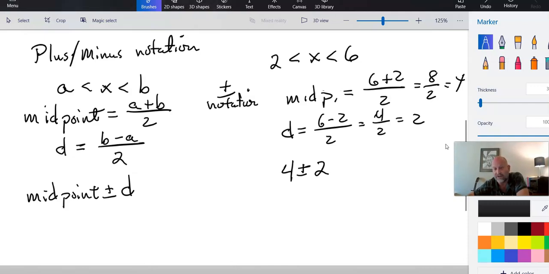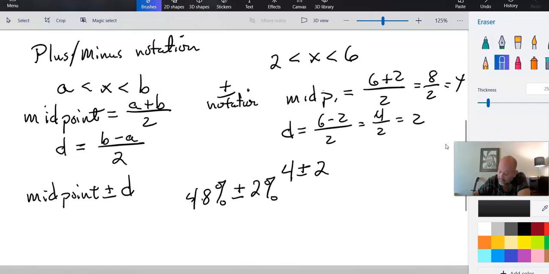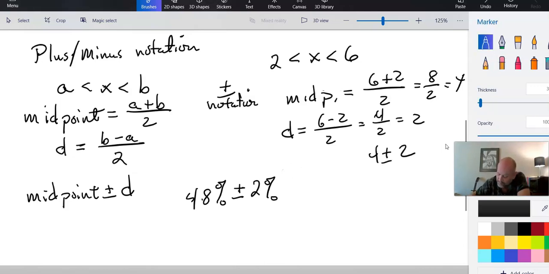Now, what's kind of interesting about this is you actually see this stuff all the time. This is an election year. I'm sure if you've watched some political ads, you've heard things about approval numbers or stuff from polls, who's ahead in the presidency, and you'll see, candidate X has 48% of the vote, plus or minus 2%, right? That's the notation we're actually looking at here. We had 4 plus or minus 2.